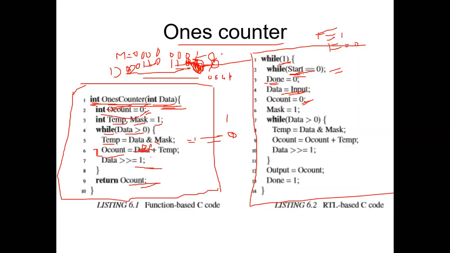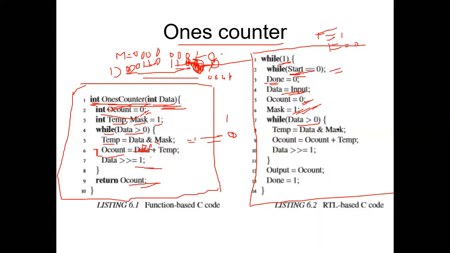Then we define a mask as 1. Same thing as what we have done here, so initialization of output count and mask. Inside this loop, while data is greater than or equal to 0, temp equals data AND mask. Data will be ANDed with mask. Mask is already 1, so 0, 0, 0, 0, 1 and data.